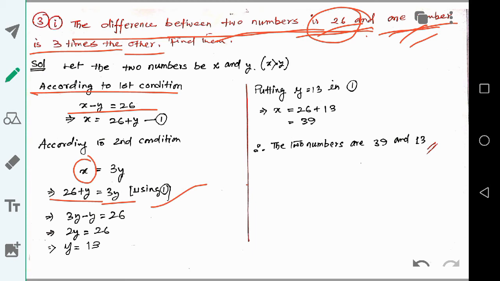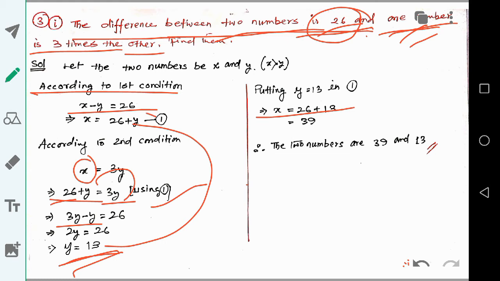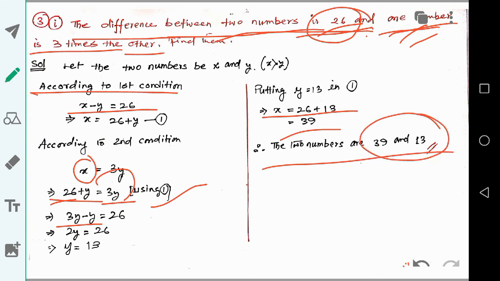Using 1, this y on the other side becomes thrice y minus y, and on this side 26 is left. Twice y is equal to 26, and dividing both sides by 2, we have got y is equal to 13. Now let us put this value of y in equation number 1. Doing so we have got x is equal to 26 plus 13, which is 39. Therefore the two numbers are 39 and 13.